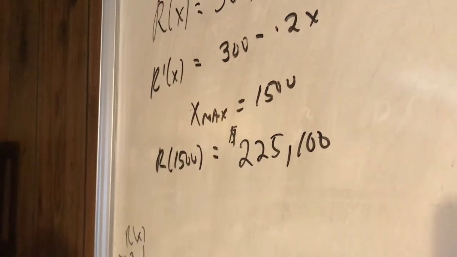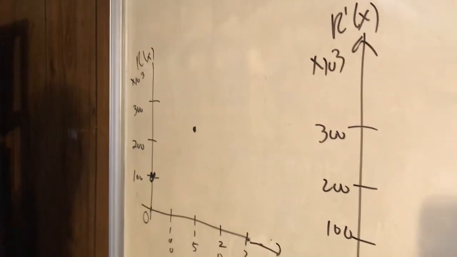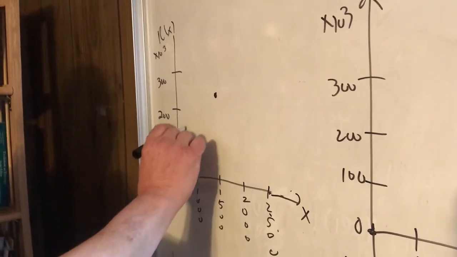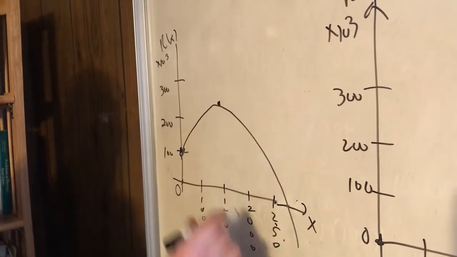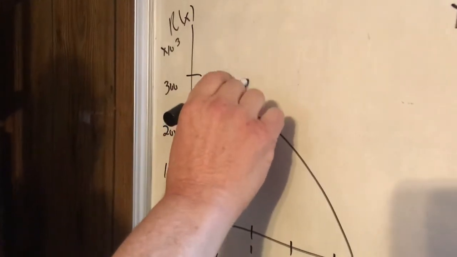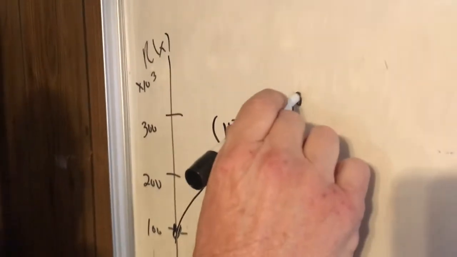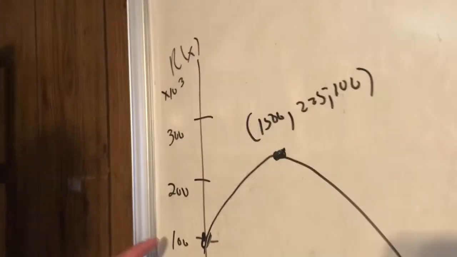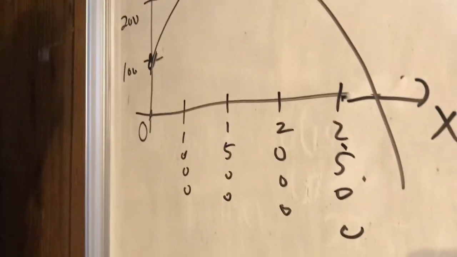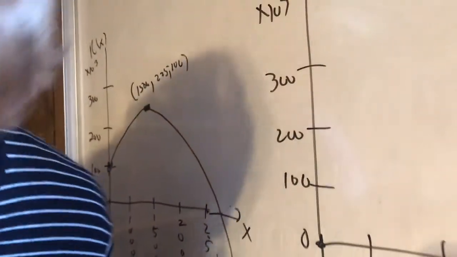So I'm going to draw two graphs. One is the revenue function versus x, and one is the derivative versus x. Let's see if we can make some heads or tails of this. Notice this is the maximum point. This is 1500 times 225,100. These are 100,000, 200,000, 300,000. These are just what they say. So here's your curve.